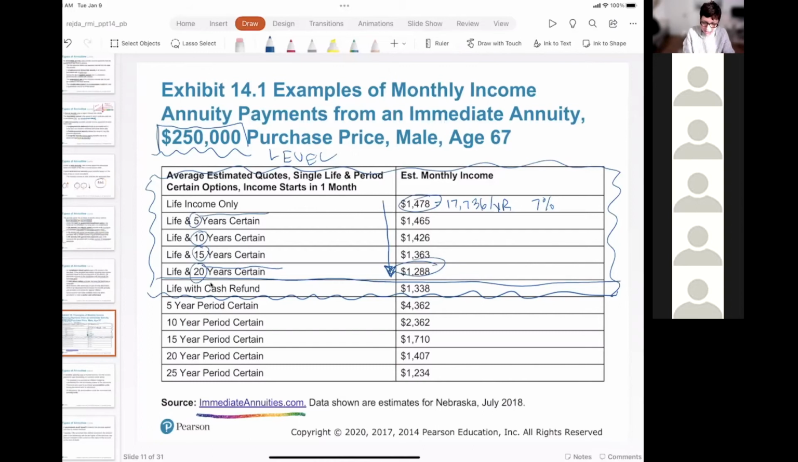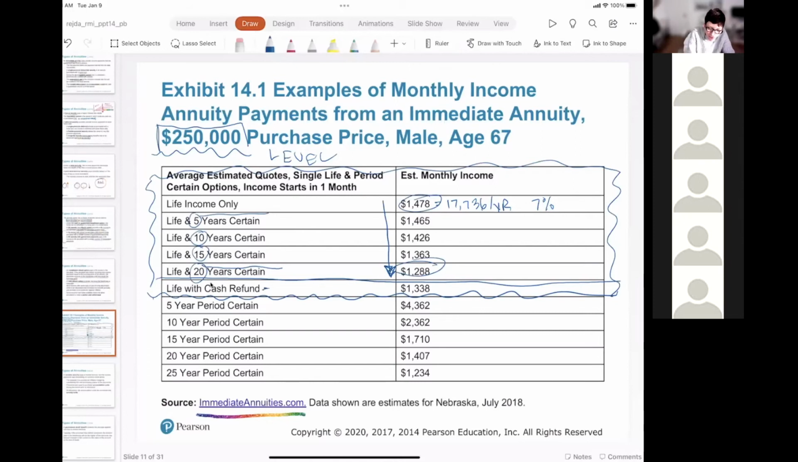So life with cash refund, of course, is just the refund of the actual premium payment, whereas all of these others just continue that same dollar amount for 20 years, no matter whether you're alive or not, or 15 years or 10 or 5. Whereas with life with cash refund, payments go for your life, and if you haven't gotten back your original premium payment, we'll pay the balance to your heirs.